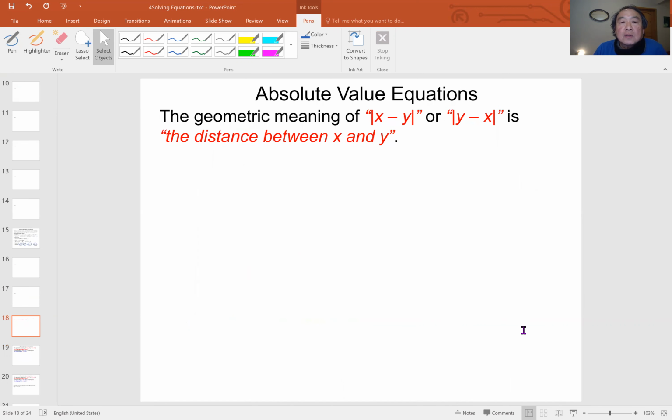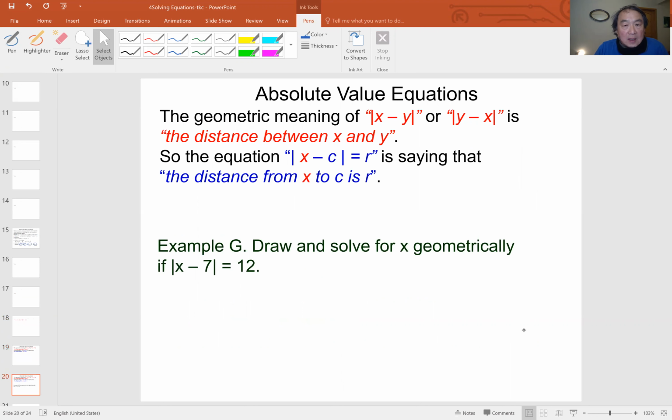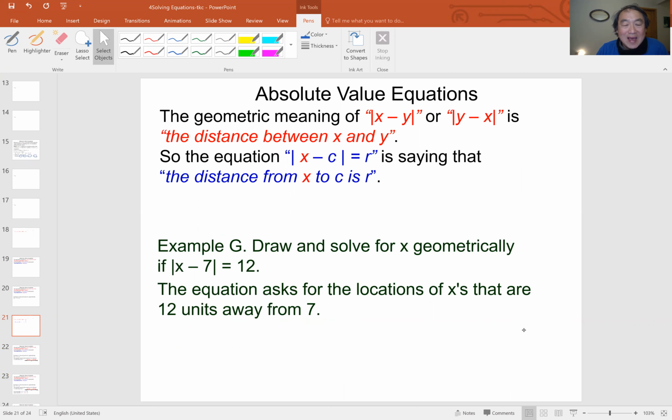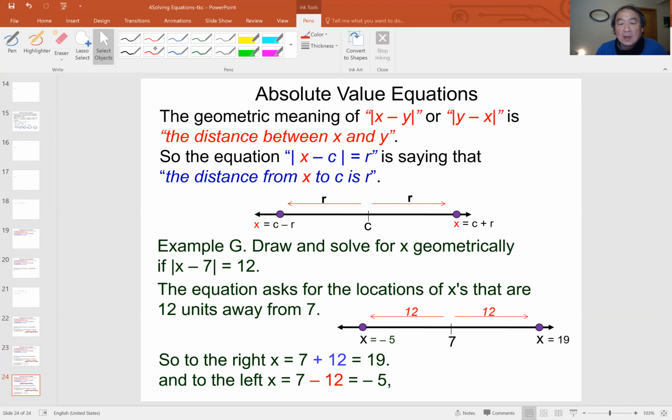The other interpretation of absolute value is that the absolute value of x minus y is the distance between x and y. So for example, this is saying the distance between x and 7 is 12. On the picture, 7 is in the middle and x is 12 away from it. Hence, there are two possible solutions: x equals 7 plus 12 to the right, or 7 minus 12 to the left. In general, solving this type of equation, we get these two solutions.